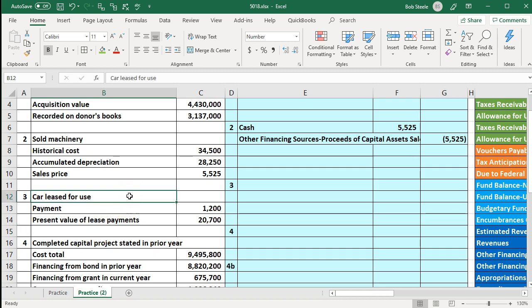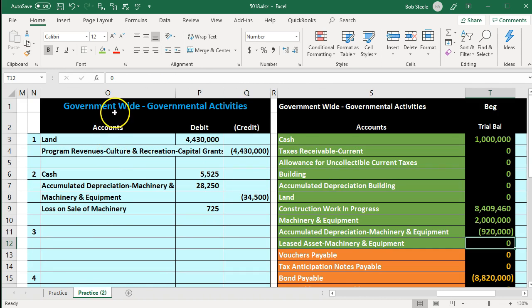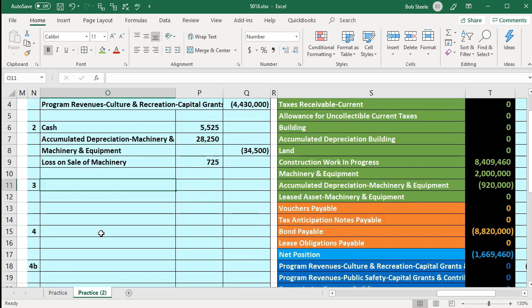So we're going to put this on the books as a capital lease. So let's scroll over to the government-wide activities. So we're over here in column O, and we are on number 3. Now we're going to put this on the books basically as an asset because it's a capital lease. So we're going to say this is equal to, and we're going to have leased assets here for the machinery and equipment, and enter.